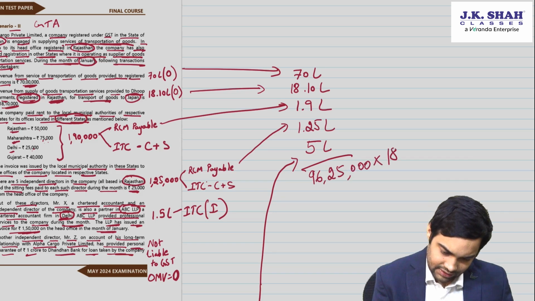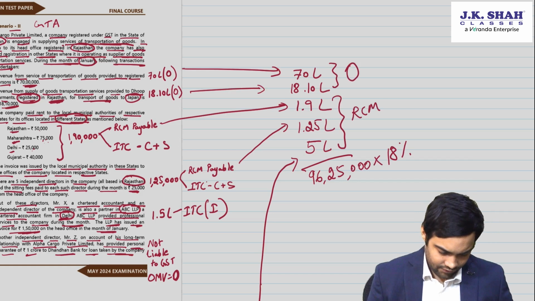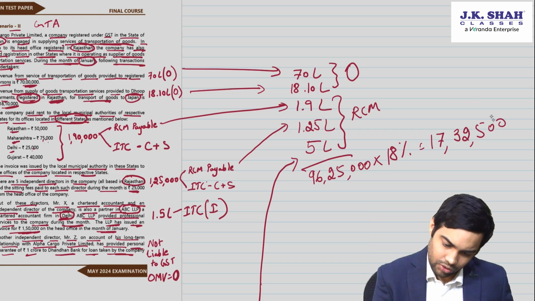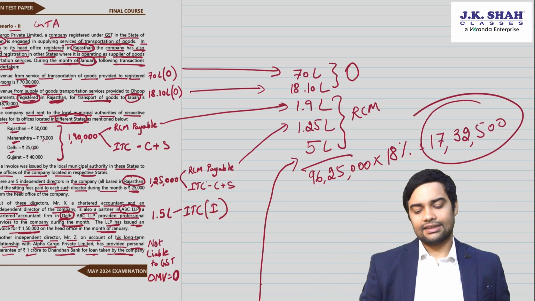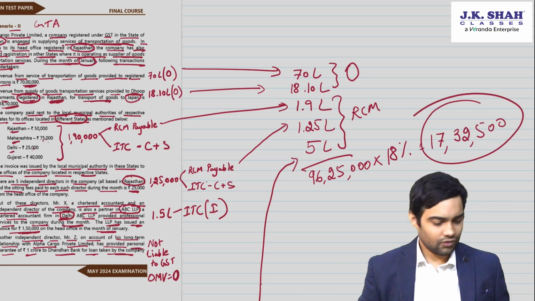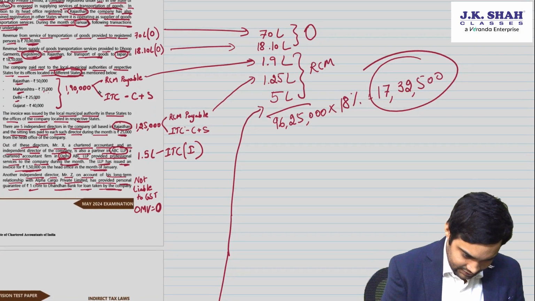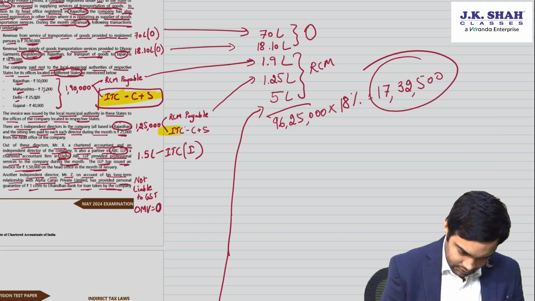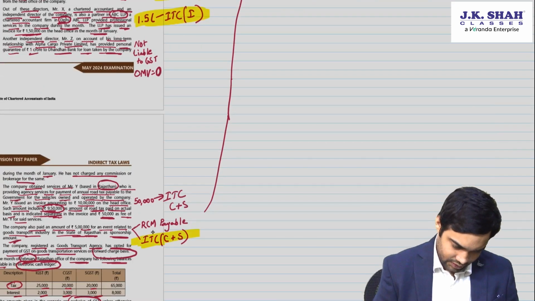Now if we multiply this with 18%, because these three are RCM, these two are output, but we want only the final figure. This comes to 17 lakh 32,500. So output plus RCM payable for all the branches would be 17 lakh 32,500. So we got one answer. Now ITC, we need separate answers. ITC, let's do. This is one, this is the other one, this is the third one, and this is the fourth one.